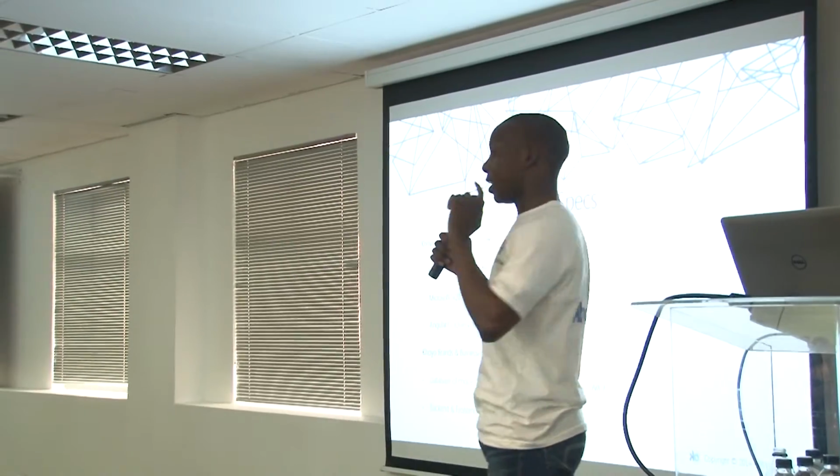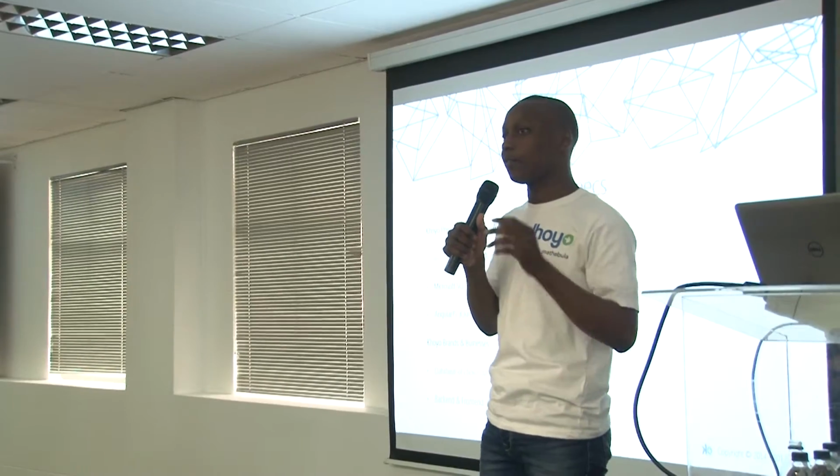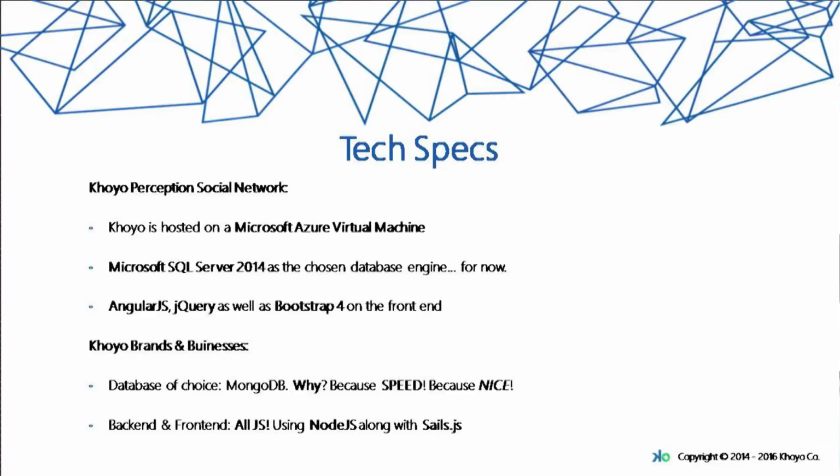Hi guys. Currently Khoyo has two sub-products. Khoyo as a whole is a rating specialist company. The first product is the Perception Social Network, which is our main product for now. And we also have another product called Khoyo Brands and Businesses.